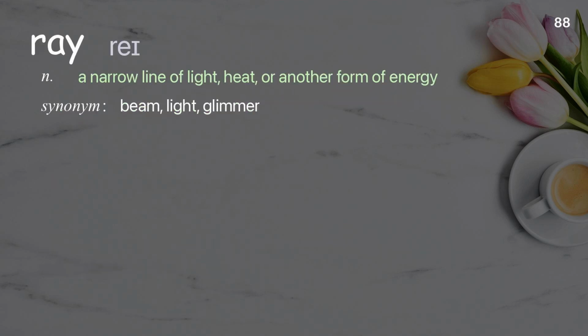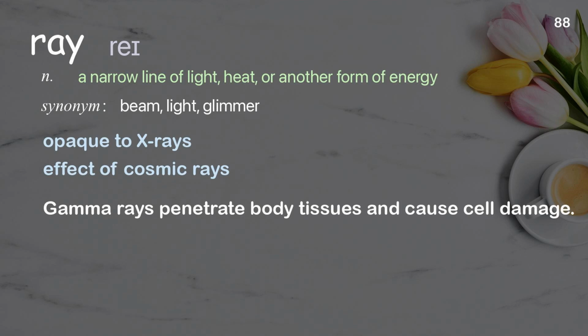Ray. A narrow line of light, heat, or another form of energy. Examples: opaque to X-rays, effect of cosmic rays. Gamma rays penetrate body tissues and cause cell damage.